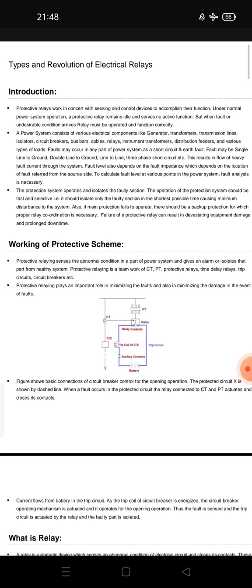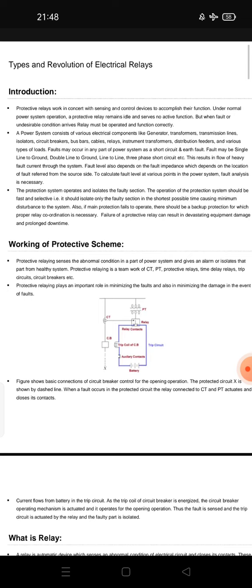It is necessary that the system isolation operation should be fast and selective. It should isolate the fault section in the shortest possible time, causing minimum disturbance to the system. Also, if the main protection fails to operate, there should be backup protection. Proper relay control is necessary. Failure of a protective relay can also result in devastating equipment damage and prolonged downtime.